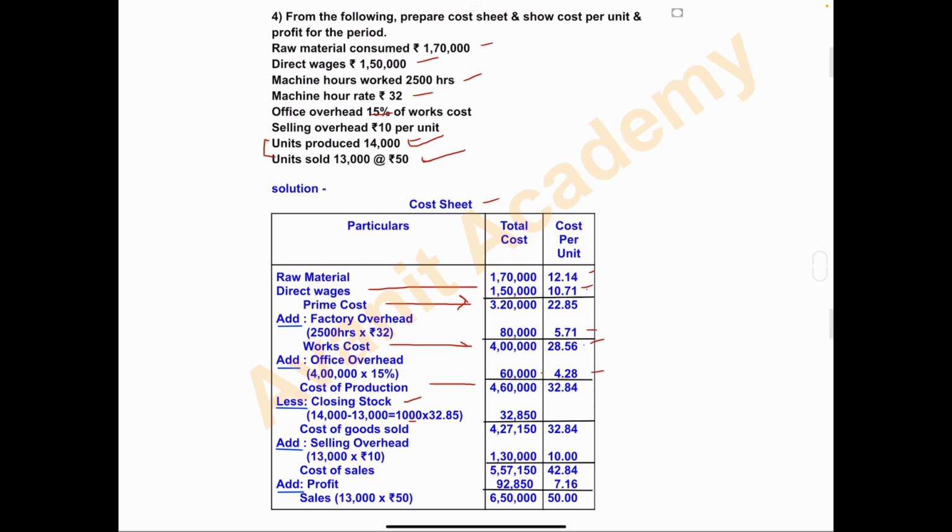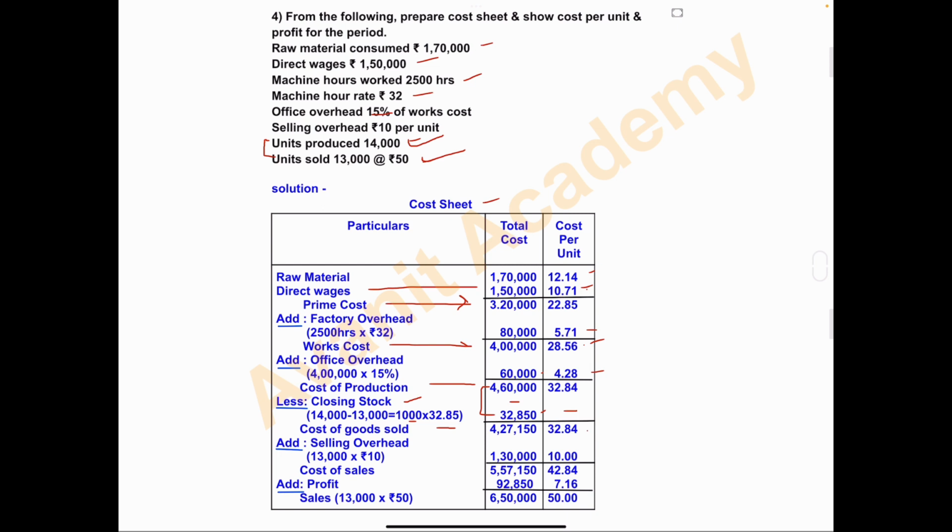You will get 32.85. 1,000 into 32.85, and the closing stock amount is 32,850. And cost per unit column nil. From 4,60,000 minus 32,850, you will get 4,27,150. And here it will be the same, that is 32.84.